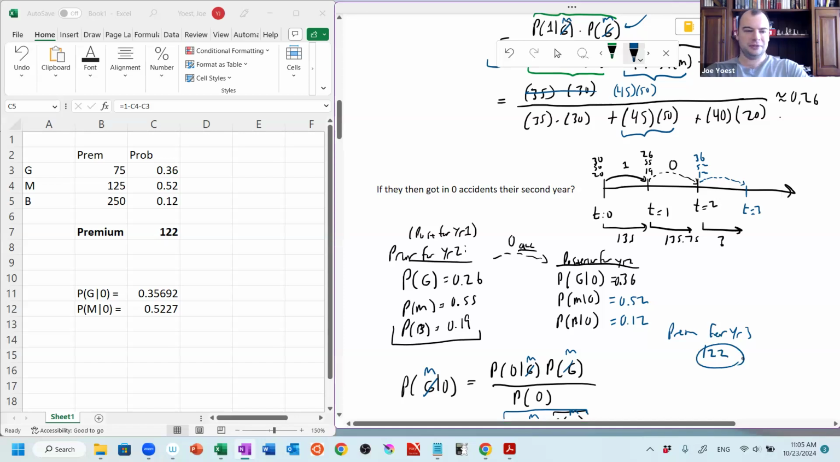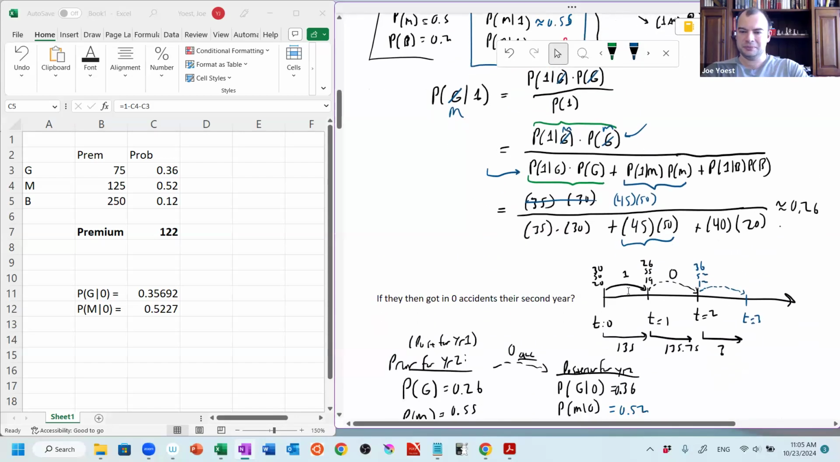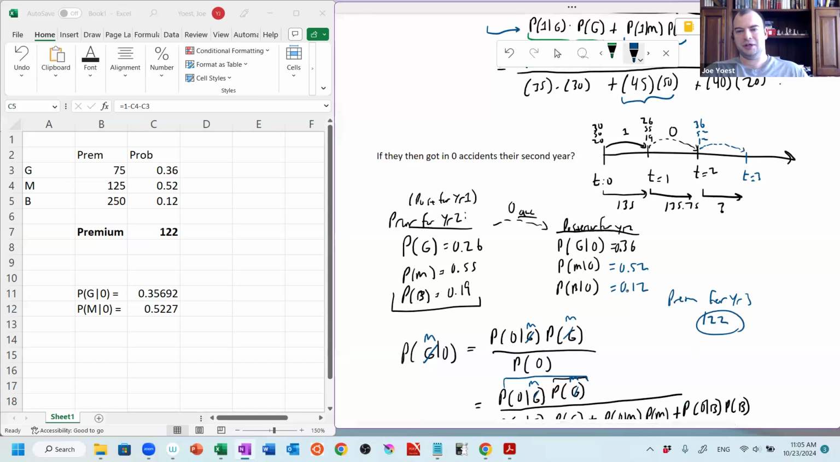I get to save, what was my last one? Well, it started at 135, went up by 75 cents a month because of our 1 accident in year 1, but now it goes down more than $10, right? We get to save $13.75 a month because of that 1 good year of driving, because that 1 good year made us look more like a good driver and less like a bad driver. We get to pay more of the good driver premium and less of that big bad driver premium.